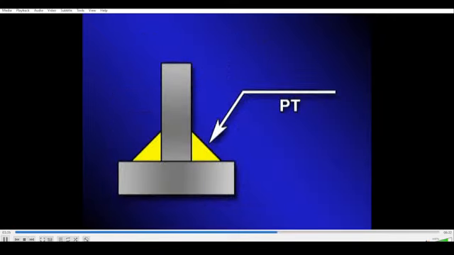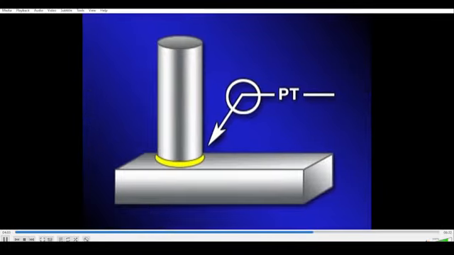When the test symbol is located below the reference line, it signifies that the inspection is to be performed on the arrow side of the joint. If the test symbol is above the line, then inspection is made on the other side of the joint. If required, the test symbol can be placed on both sides of the line, indicating that both sides of the joint are to be included in the inspection. If it doesn't matter which side is inspected, the symbol is centered within a break in the reference line. In all cases, the inspection is for 100% of the weld, unless noted otherwise.